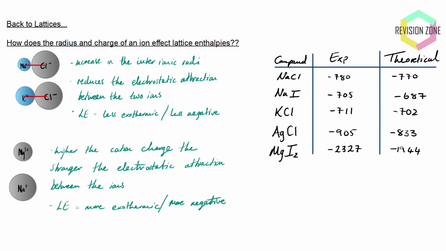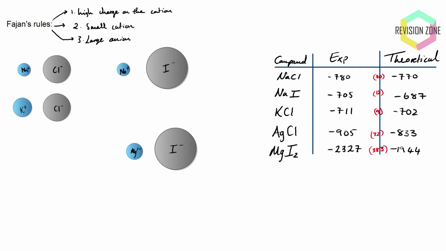Right. Now we need to have a closer look at the differences between experimental and theoretical lattice enthalpies. So now that we've looked at how two particular variables or characteristics affect the lattice enthalpy by just looking at one of these data sets or columns, let's have a look at how polarization actually affects the lattice enthalpy. And in order to do that, we need to look at the difference between theoretical and experimental lattice enthalpies.